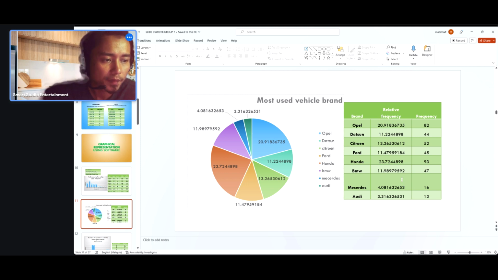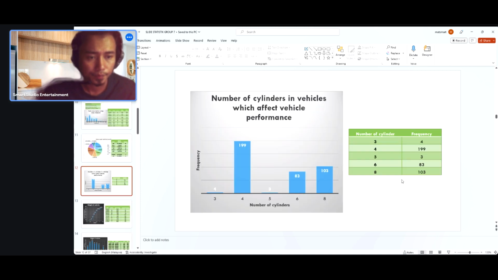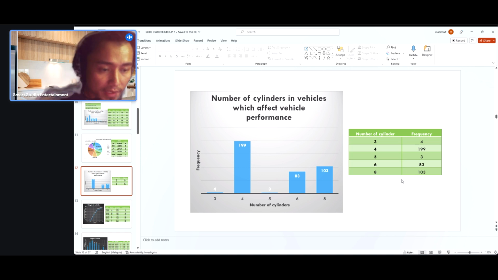The same brands: Opel, Datsun, Citroen, Ford, Honda, BMW, Mercedes, and Audi, with brand relative frequency and frequency. The number of cylinders in a vehicle affects vehicle performance. This is a bar chart. You can see the frequency and number of cylinders.